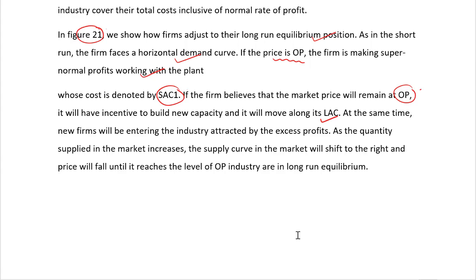At the same time, new firms will be entering the industry, attracted by the excess profits enjoyed by the rest of the firms of the industry. As the quantity supplied in the market increases, the supply curve of the market will shift to the right and price will fall until it reaches the level OP, the industry's long run equilibrium.